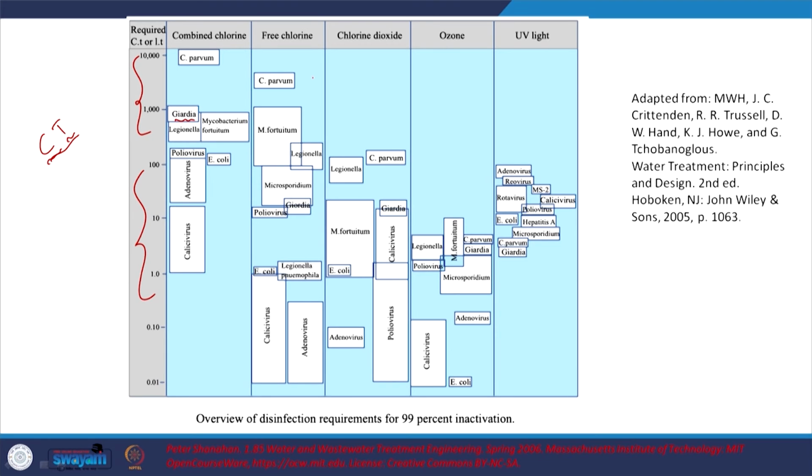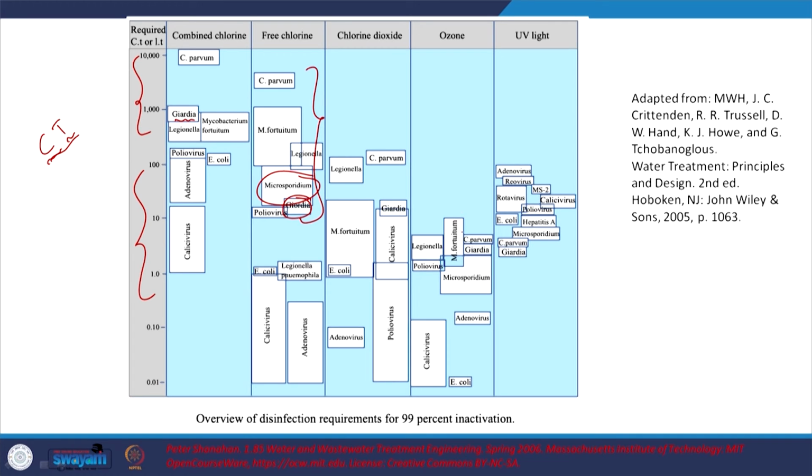Free chlorine, compared to combined chlorine, can inactivate a range of pathogens, but the issue is that you will again need to have high CT. So more contact time is required. That's obviously an issue. Chlorine dioxide, again you see relatively lesser contact time, but it can't handle Giardia, Microsporidium, if I am not wrong, and these are typical aspects. Though we mentioned Giardia, it's not particularly effective.